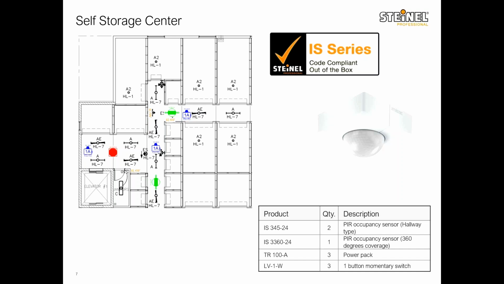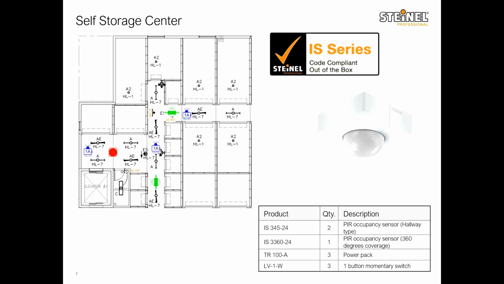So for any kind of entrance, as you can see, the red sensor that's shown near the elevator and the janitor's closet and all that, that area doesn't look very much like a hallway, so you can use an IS 3360-24 sensor for those areas. And then anywhere else you have, you can use the sensor that's shown there in the green color, IS 345-24, which is a hallway sensor.